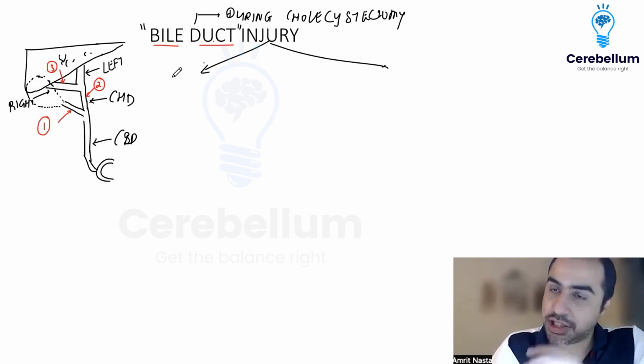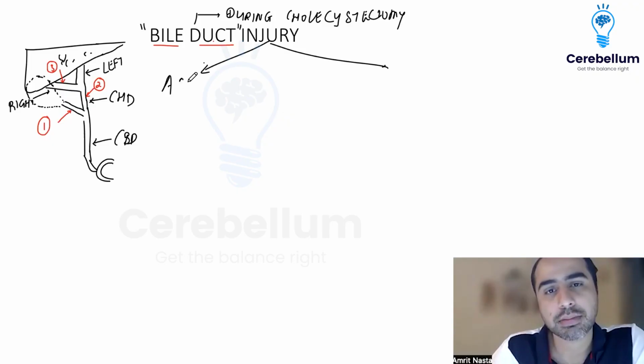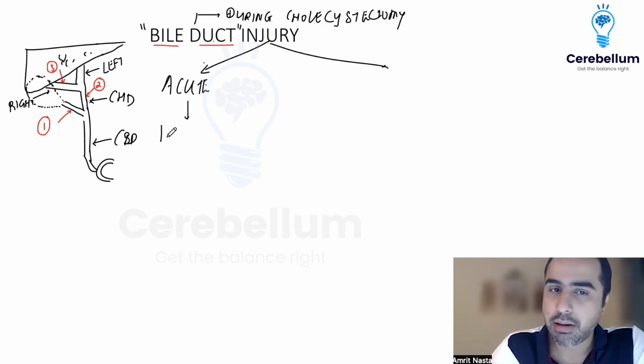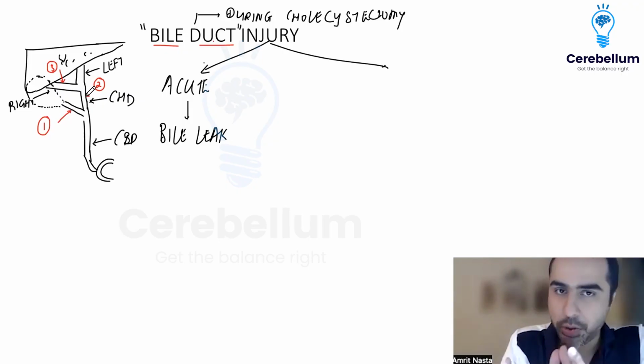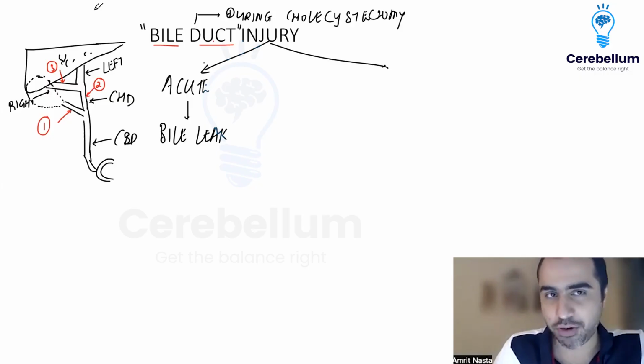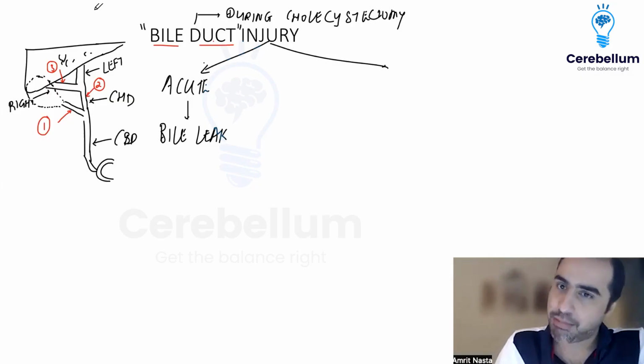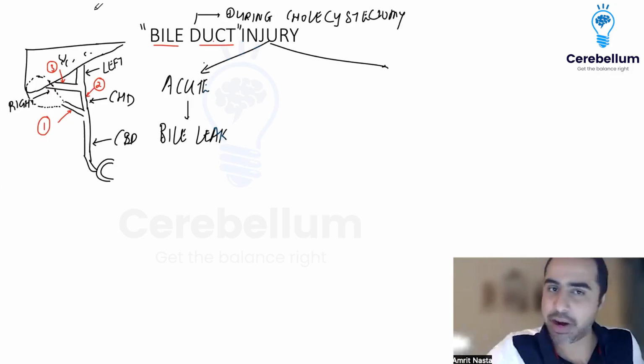If the duct is injured acutely, means I cut it, acute injury, then the person will get bile leak. Obviously. So whatever duct got cut, bile will start flowing out. It will go into the peritoneal cavity. Person will get peritonitis, like how you had DU perforation, ileal perforation, biliary injury. So he will have peritonitis.